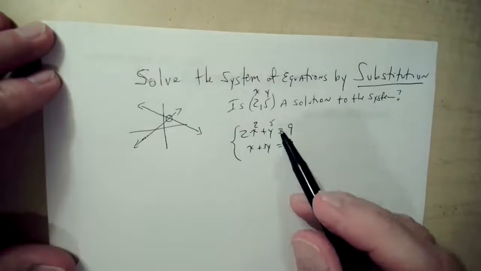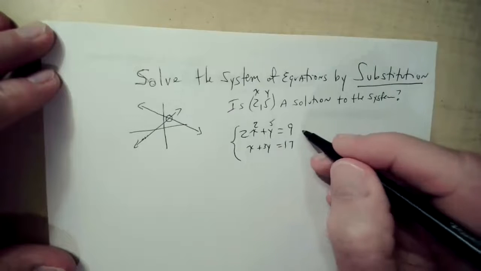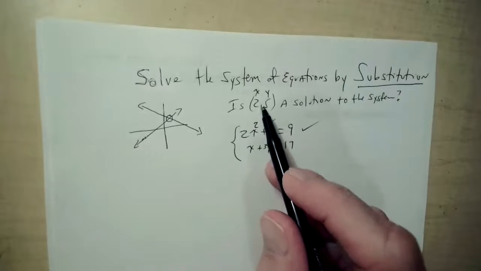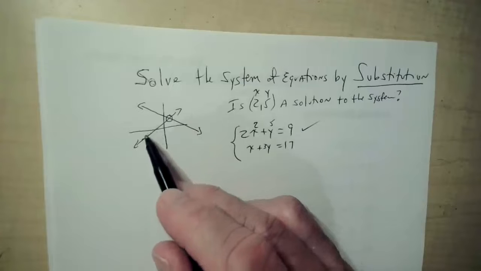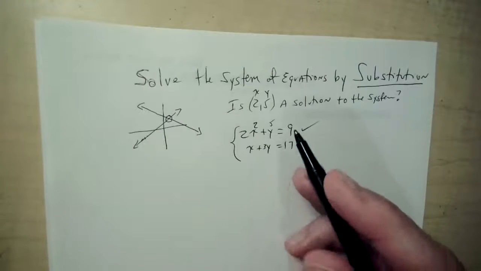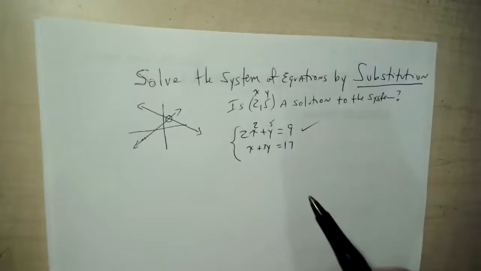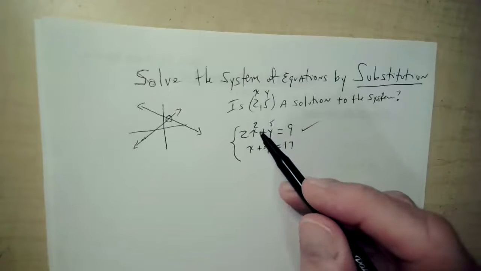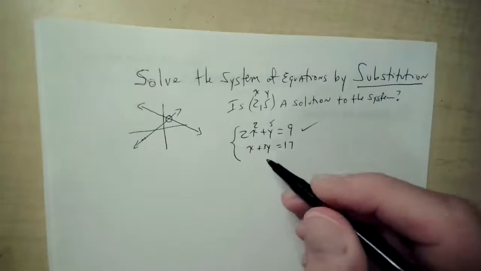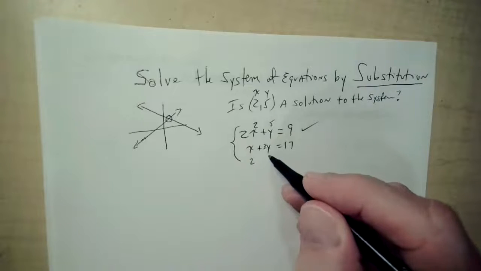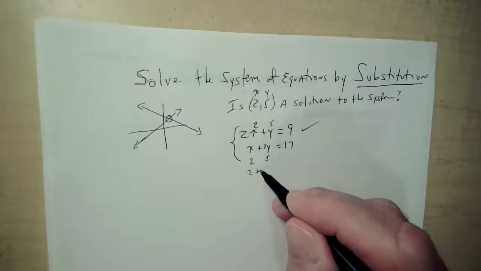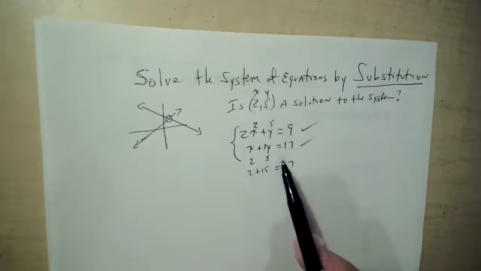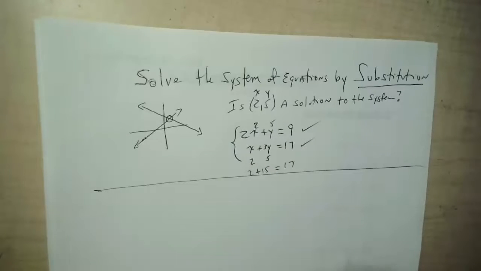And now we just do order of operations. 2 times 2 is 4, plus 5 is 9. So yes, it works for this one. In other words, this point (2, 5) is on this line. And this one, but for it to be a solution, it has to work for both. If this is a solution to the system of equations, it has to work in both equations, not just one. So we put 2 in for x, 5 in for y. So we have 2 plus 15 does equal 17, so yes, it is. This is a solution to that system of equations.